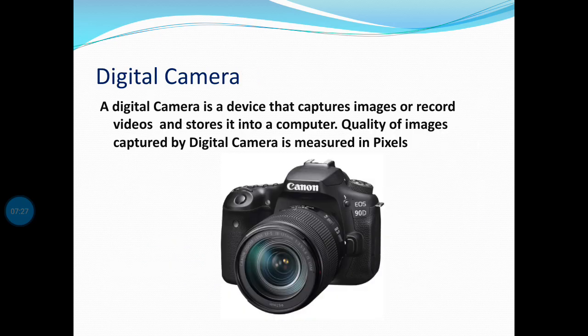Next, digital camera. A digital camera is an input device that captures images, videos and stores them into memory. The quality of pictures or videos is measured in pixels. The quality of image and video depends upon how many megapixels the camera has.